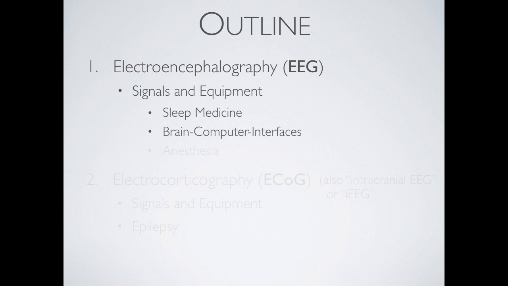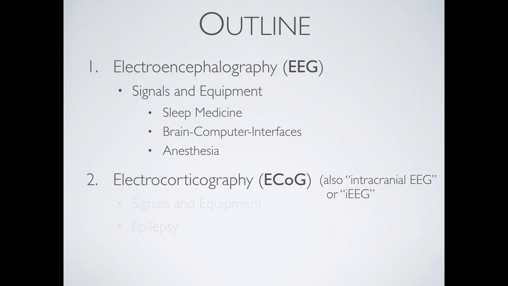So we'll just start with EEG. This is the one that people tend to be more familiar with, and it's non-invasive, it's inexpensive, and it's typically in more widespread use than ECoG, so it's a good place to start. We'll introduce just some of the basics of the signals and the equipment that we see in EEG, and touch briefly on some examples of EEG use in sleep medicine, in brain-computer interface, and in monitoring the depth of anesthesia for surgery. Time permitting, we'll go on to some of the cool stuff that's happening in electrocorticography.